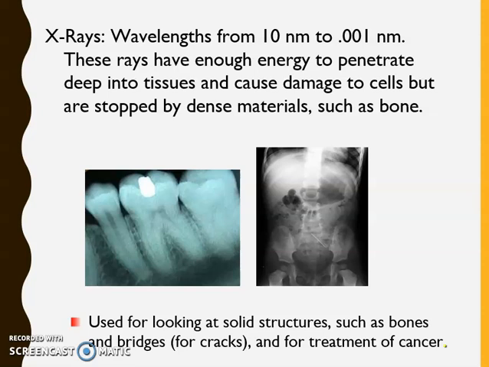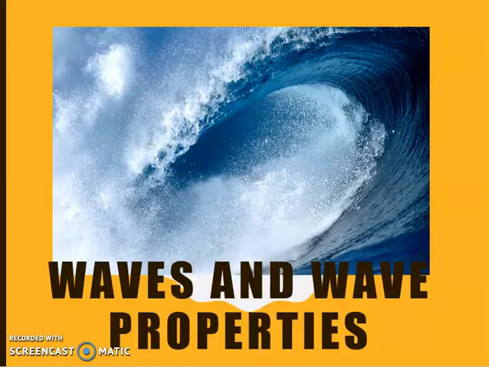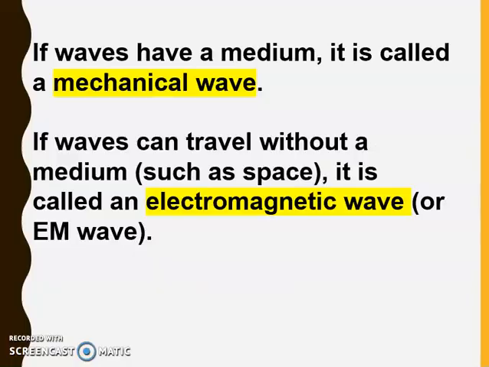So let's now talk about these waves a little bit further, waves and waves properties. So there's two different kinds of waves, and these would be important for us to know. First of all, if a wave does travel through a medium, it's what we call a mechanical wave. So this would be something like sound. If you put a speaker really loud in front of a cup, you would be able to see it vibrate from the sound or from the vibration on the table that the cup is sitting on. If waves can travel without a medium, then it's called the electromagnetic wave, or EM, or the electromagnetic spectrum.